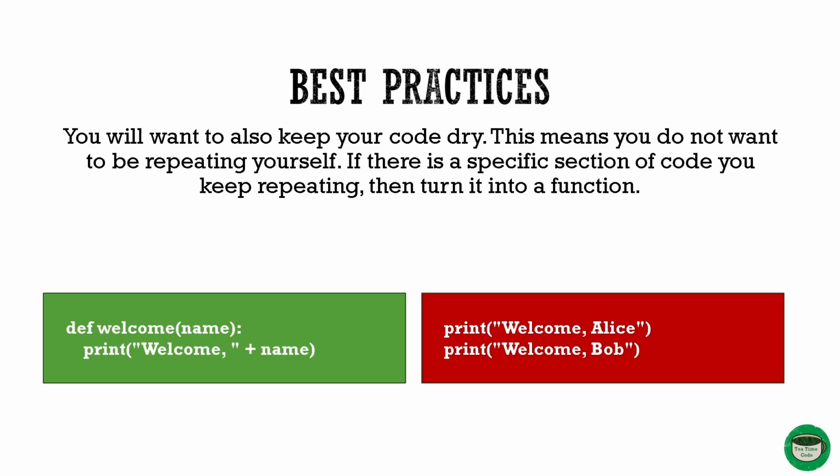You will also want to keep your code DRY. This essentially means you do not want to be repeating yourself. So if there is a specific section of code you keep repeating, then turn it into a function. Whereas the example below is quite a basic example of this, this becomes much more prevalent when you have sections that are repeating of 5 lines of code or 10 lines of code or even more than that. So instead of having to keep repeating those 10 lines of code, you can just repeat the one function call and have it run those 10 lines of code again without having to rewrite them, which saves you time and makes everything a lot easier.